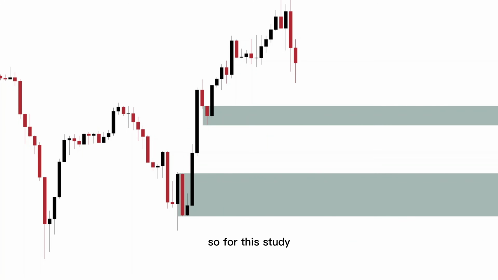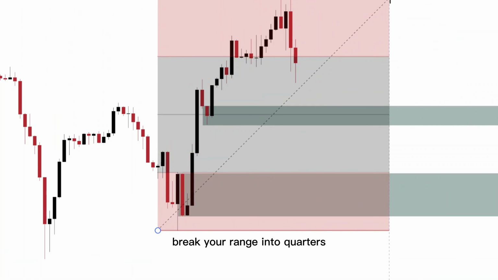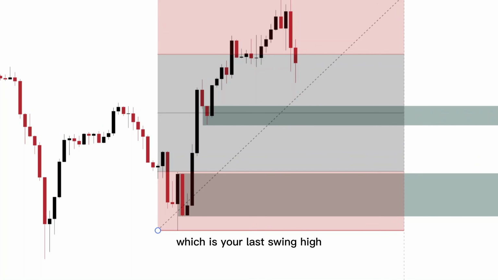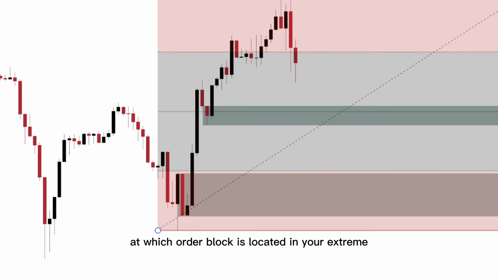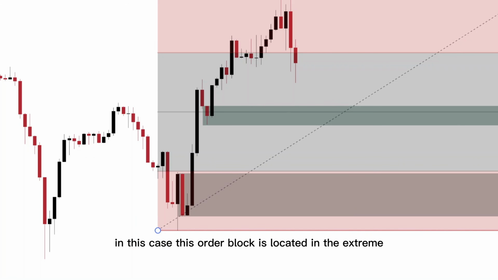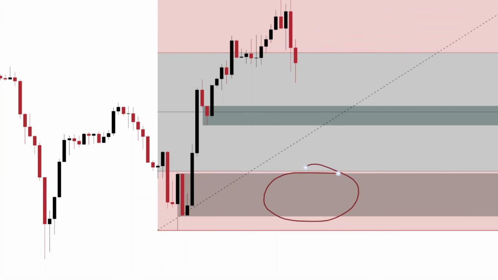So for this study, I strictly used extreme order blocks. So out of these two order blocks, I would use the extreme, which would be you pull out your fib, break your range into quarters, which is your last swing high, your last swing low, and break it into quarters. And look at which order block is located in your extreme. In this case, this order block is located in the extreme, which is the bottom quarter.